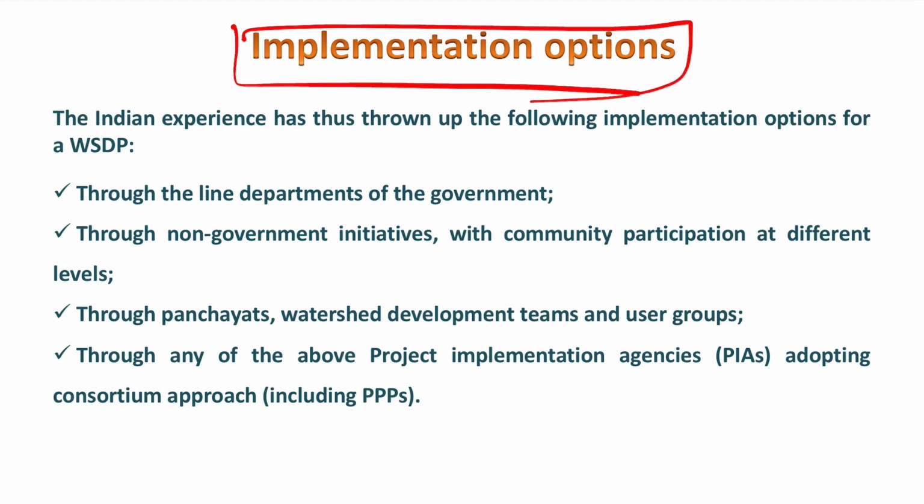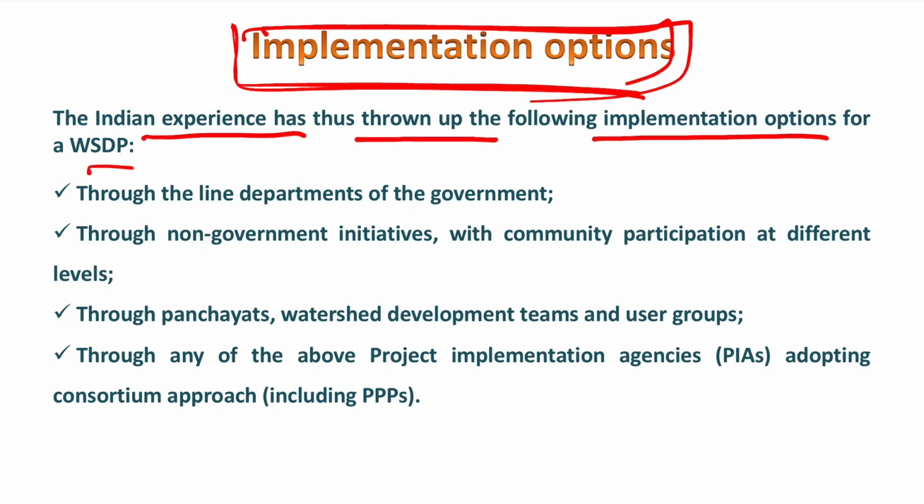Implementation options क्या क्या हो सकता है, किसके द्वारा हम implement कर सकते हैं watershed, एक watershed, राइट. कौन इम्प्लीमेंट कर सकते हैं और किसके द्वारा हम इम्प्लीमेंट कर सकते हैं. The Indian experience has thus thrown up the following implementation options of watershed development programme through the line departments of the Government of India, right.